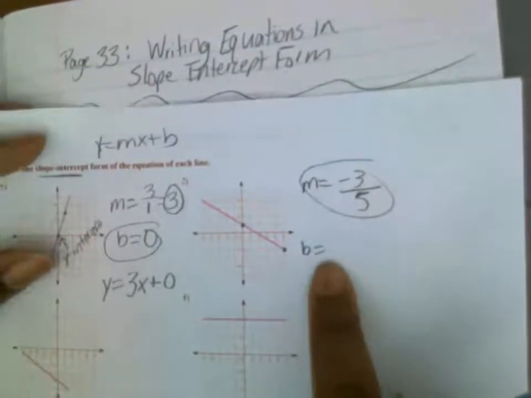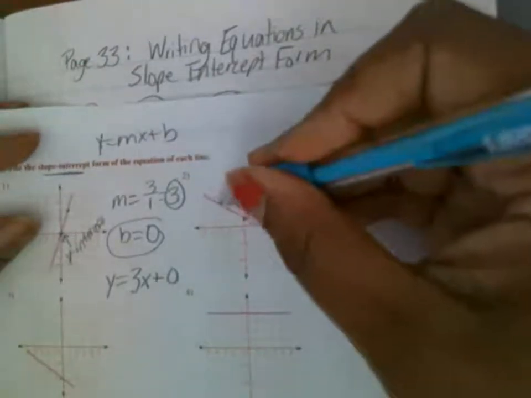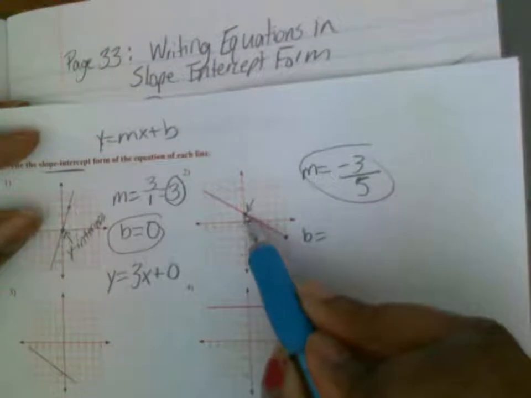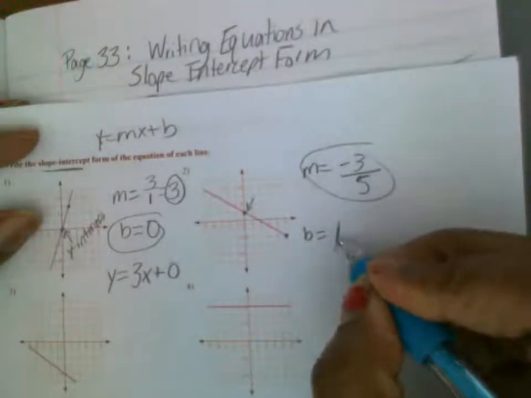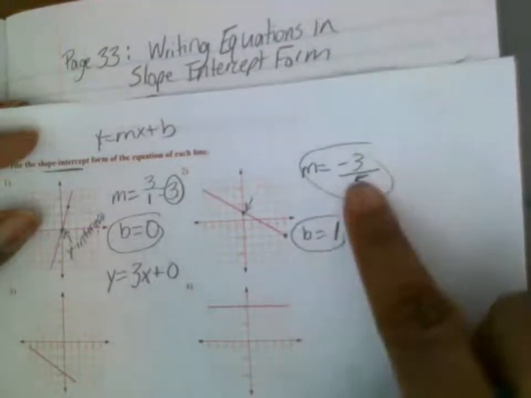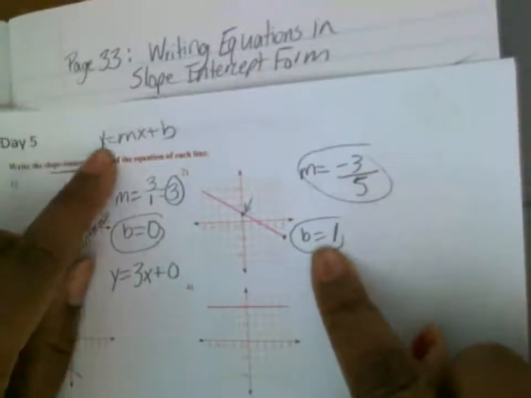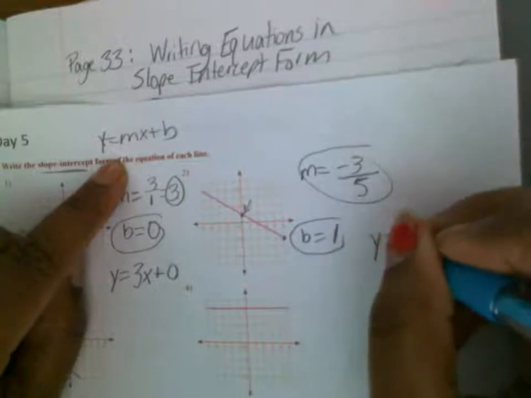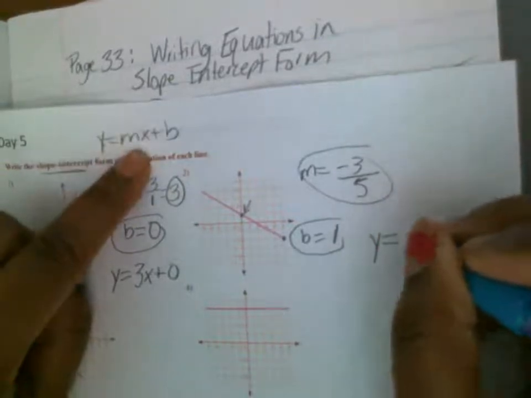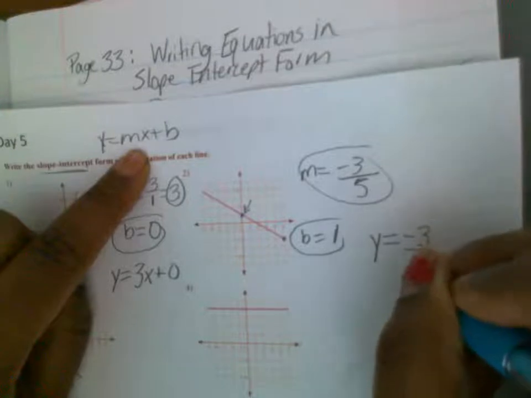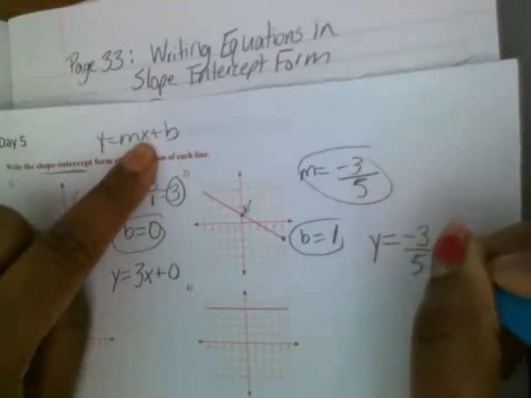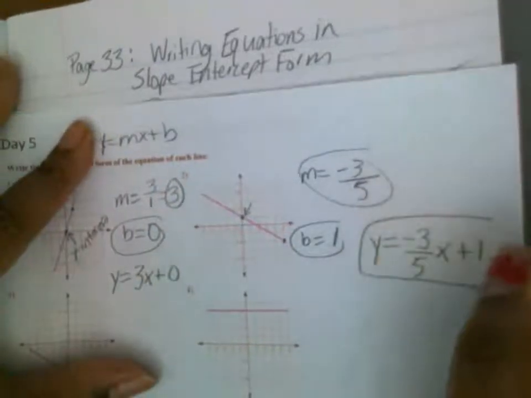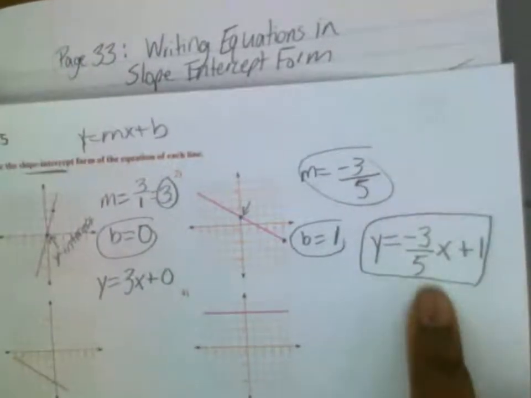Now I'm going to look at what my y-intercept is. Where does the line cross the y-axis? It crosses the y-axis right here at 1. So my y-intercept is 1. So now I have m and I have b, and I'm going to plug m and b into slope-intercept form. So that's going to be y is equal to, my m is negative 3 over 5, I write the x, and my b is a positive 1. So this is my answer here.